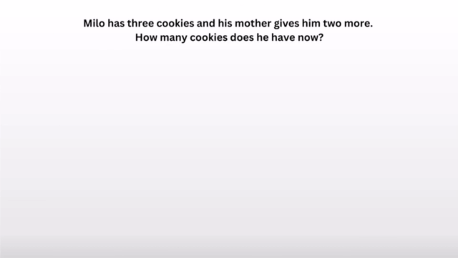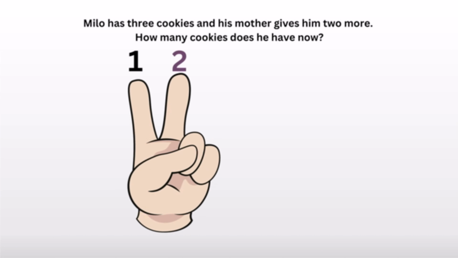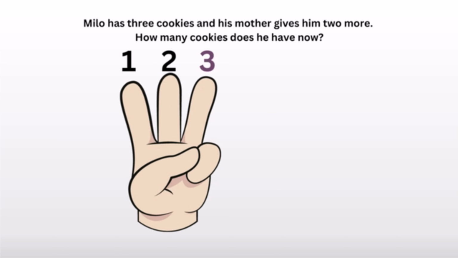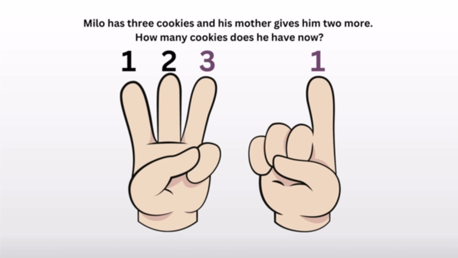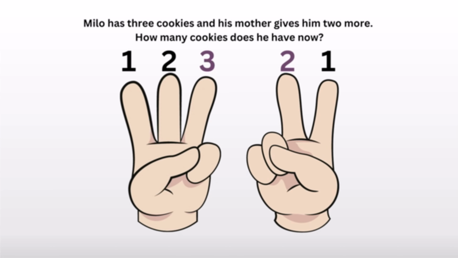Consider the following problem. Milo has 3 cookies, and his mother gives him 2 more cookies. How many cookies does he have now? Some children will count and hold up 3 fingers on one hand, then count and hold up 2 fingers on the other hand, and then count all of their fingers. This is the counting all strategy you learned about in week 1.